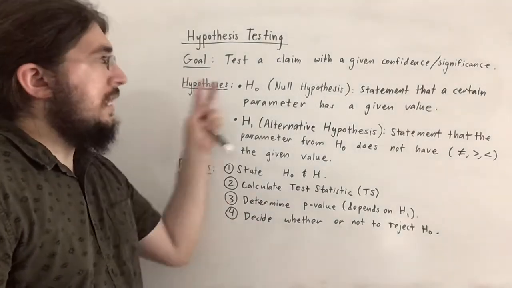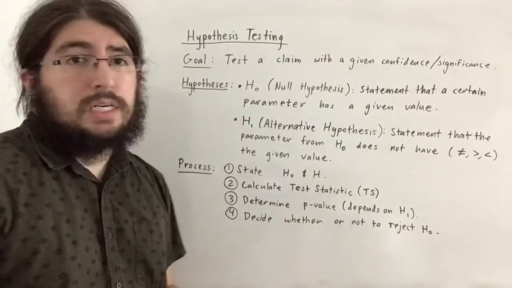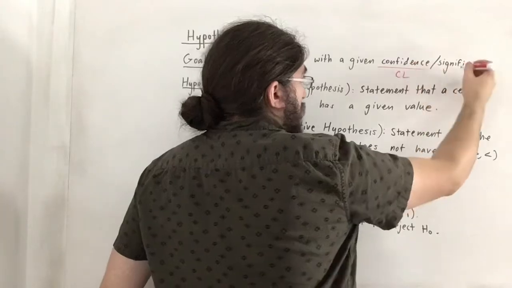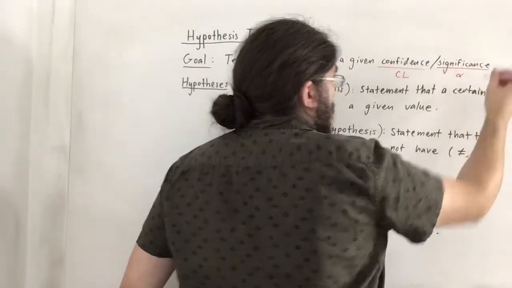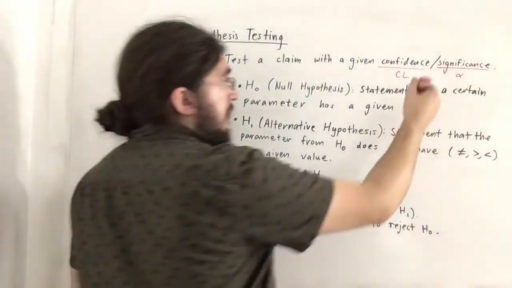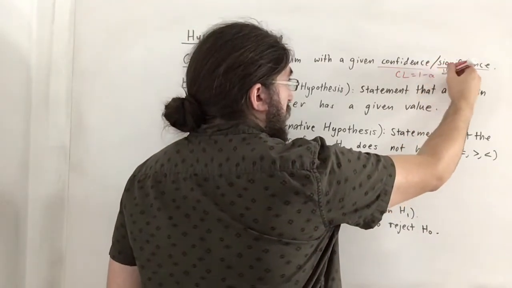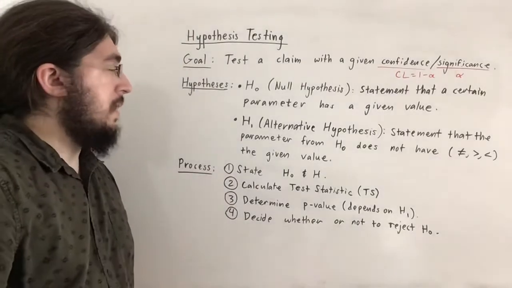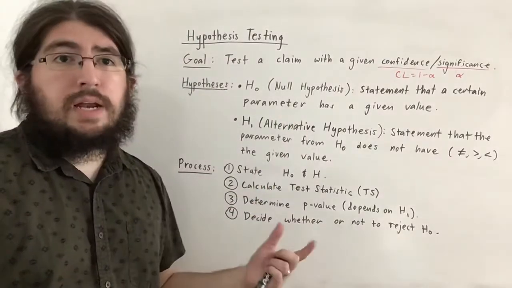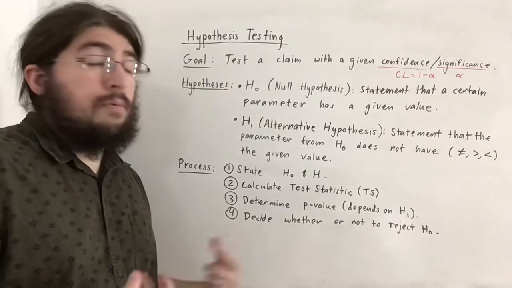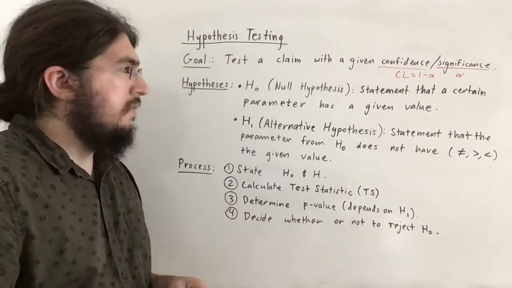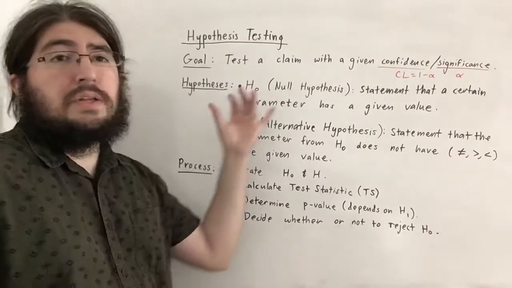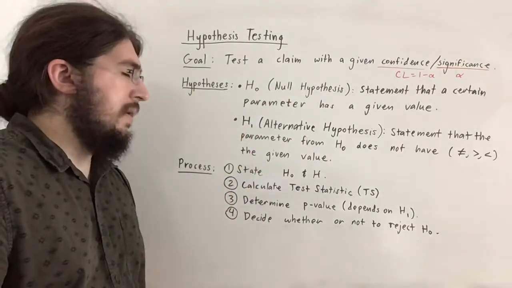Now, the main goal is to test a certain claim with a given confidence or significance. Recall from our conversation on confidence intervals that confidence is CL, and significance is alpha, and of course CL is 1 minus alpha. It's just the complement of the significance. So, for example, if confidence is 0.95 or 95%, then alpha will be 0.05, which is a pretty common level of significance.